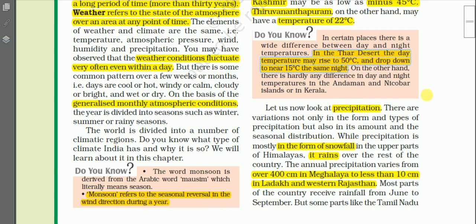On the other hand, there is hardly any difference in the day and the night temperature in the Andaman Nicobar Islands or in Kerala. Can you tell me why? In the Andaman Nicobar Islands, the range of temperature is very low. For example, daytime may be 27 and nighttime may be 26. We may find a difference of only 1 degree Celsius. Likewise, in Kerala also we find the range of temperature very low. Can you tell me why?